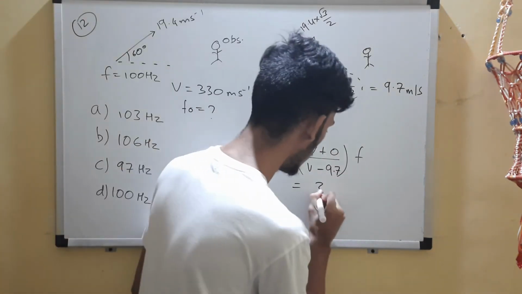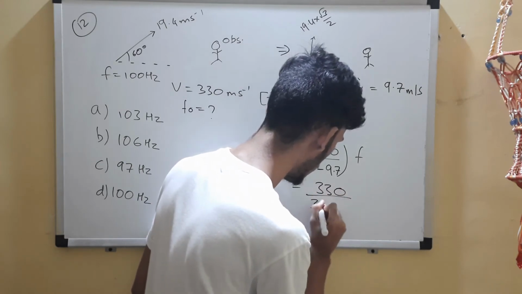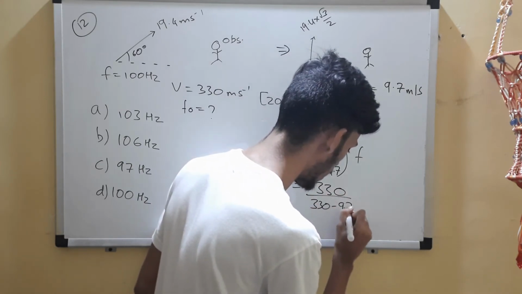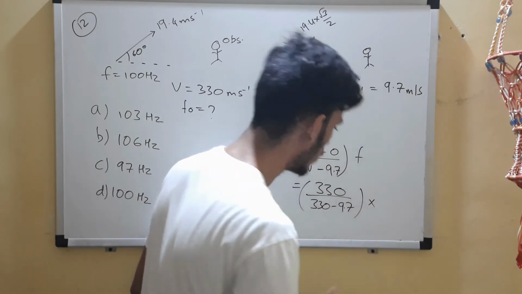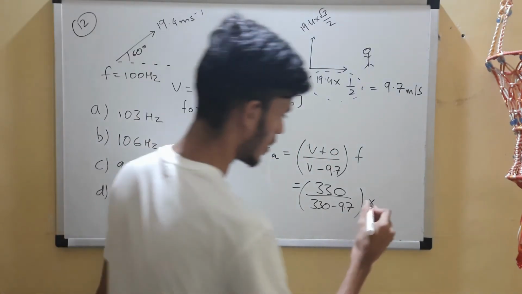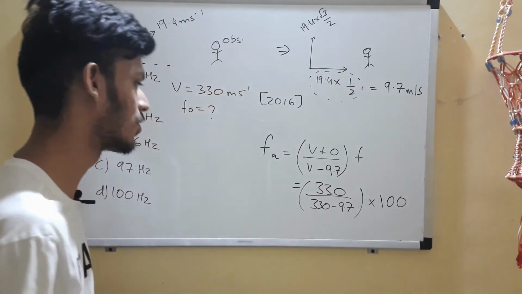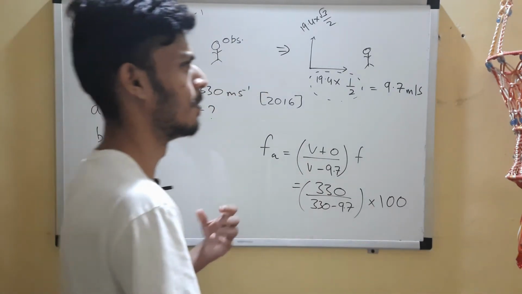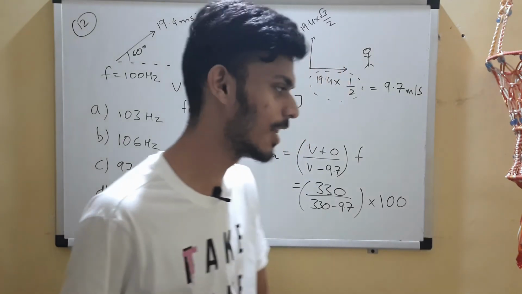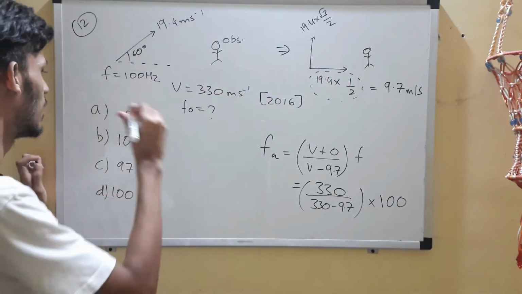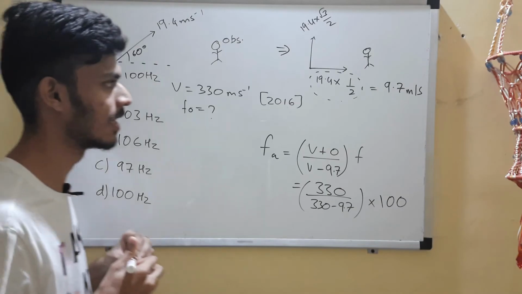So the apparent frequency is 330 divided by 330 minus 9.7, into the actual frequency, which is 100. I know it is a bit calculative, but after solving this, maybe with some approximations here and there, the answer that you are supposed to get is 103 hertz.